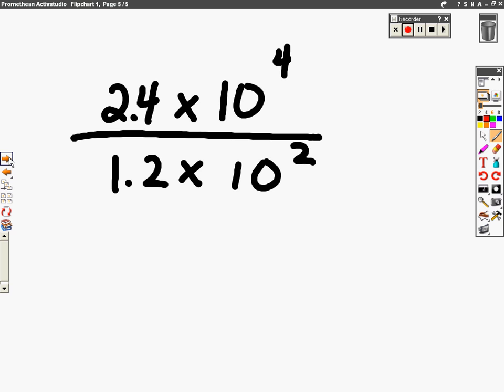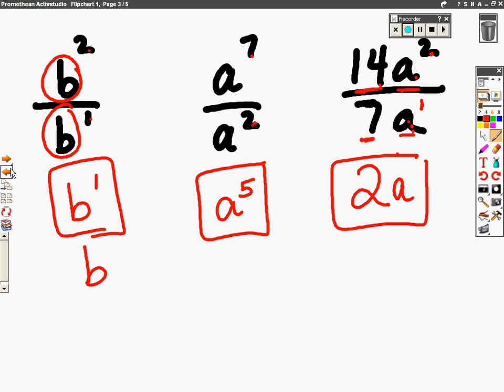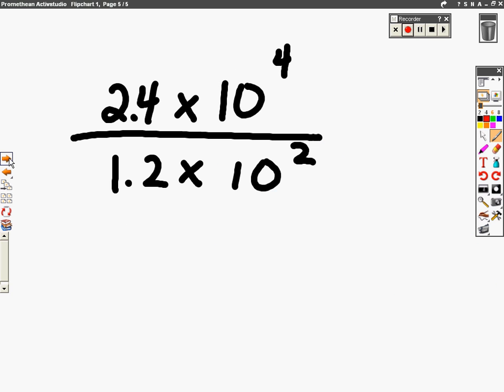One of the last ones we have, you could also divide scientific notation. And dividing scientific notation is kind of like the one we did over here when you have numbers and you have variables. Alright, so when we have these numbers out in front, we can divide them. So go ahead and pause the screen, and then when you're done, go ahead and hit play again.